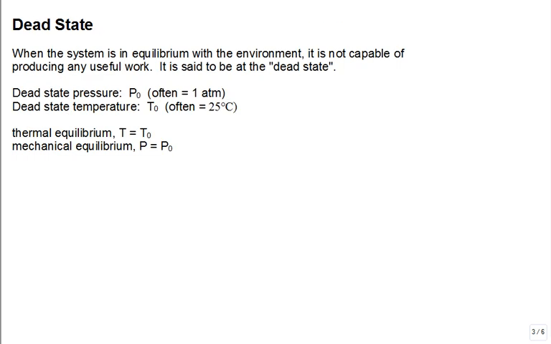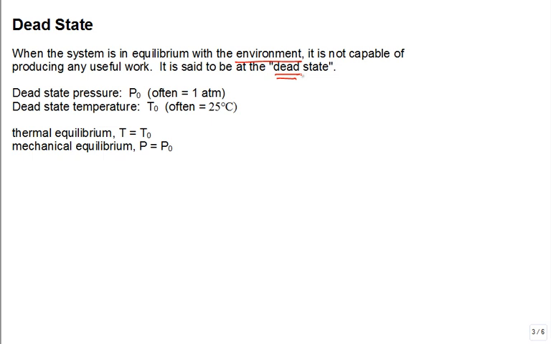Dead state. When the system is in equilibrium with the environment, it's not capable of producing any useful work. It's done. So it's said to be dead. It's at the dead state. Does it still have energy? Well, yeah. But that energy can't be converted into useful work, so it's dead.